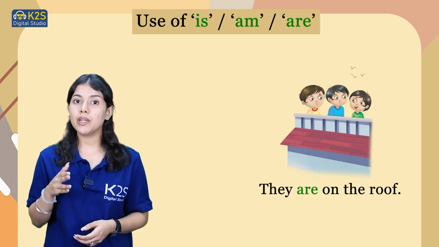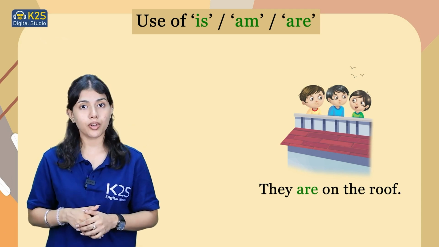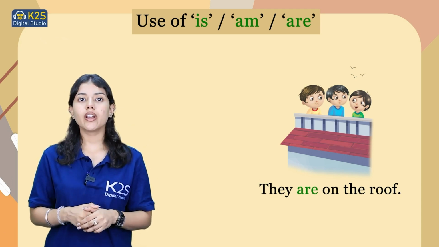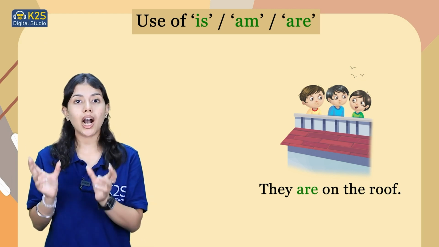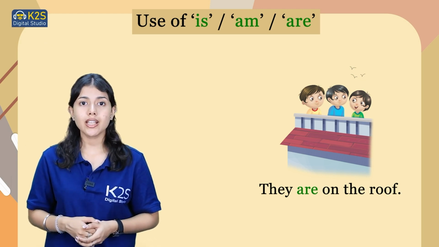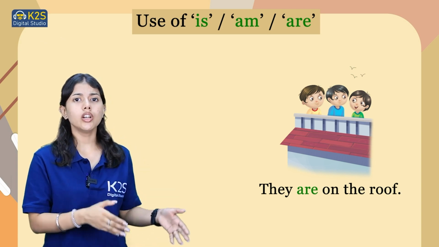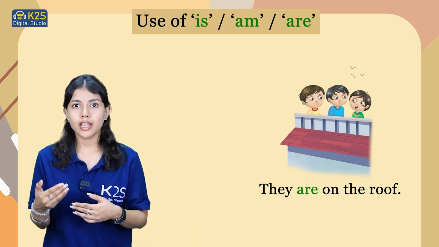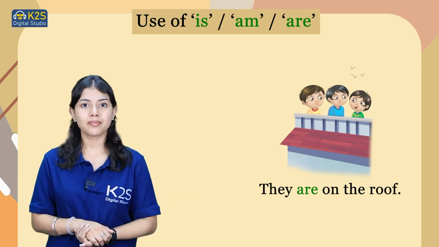In the last example, you can clearly see that there are three boys on the roof. Right? So when there are more than one thing or person, then we use the word are. So here the sentence is, they are on the roof. They are on the roof.